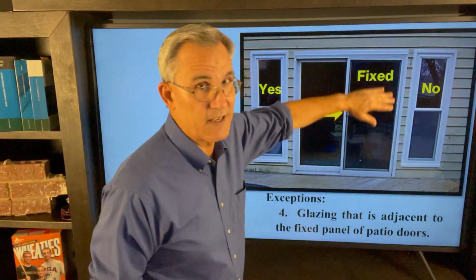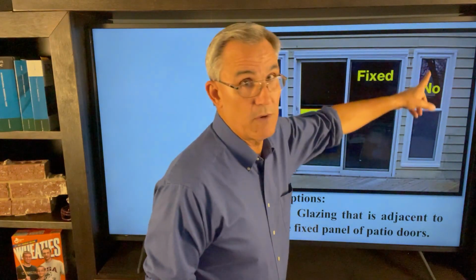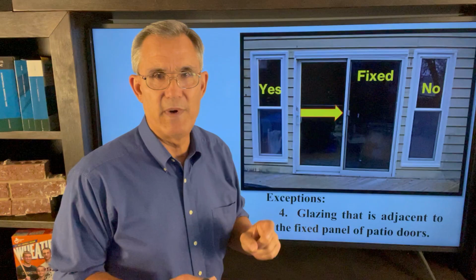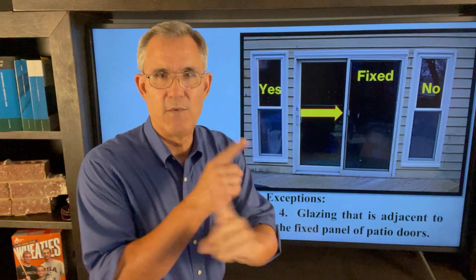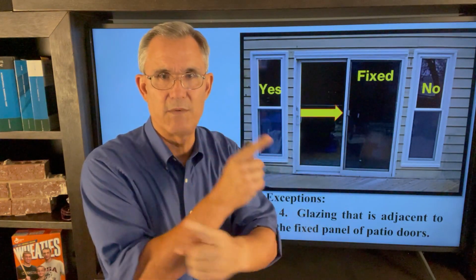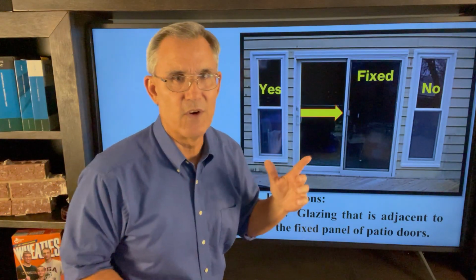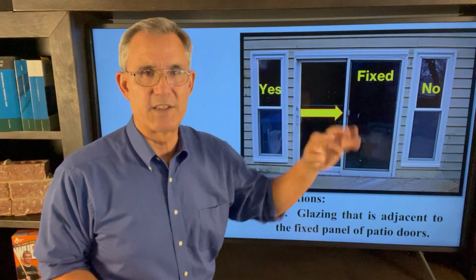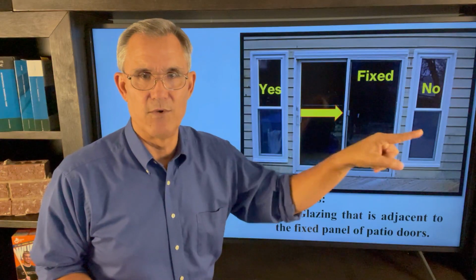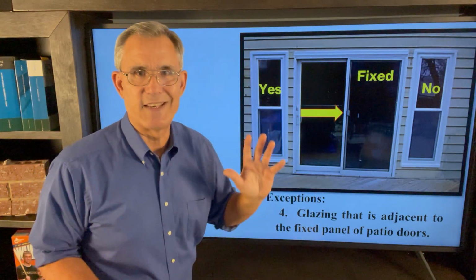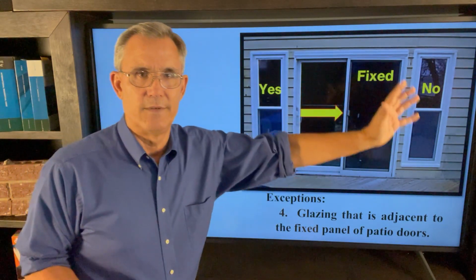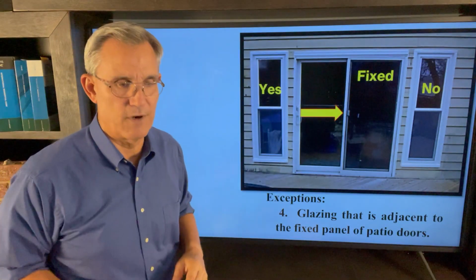But over here, here's our fixed panel. This one over here would be no. That does not have to be safety glass. Now, when you have new windows going in, make sure your guys know which one gets the tempered glass and which one doesn't. I've seen where they mix them up. So obviously, yes, the door and the panel next to it, that's safety glass because that's per the rules we talked about in the other video. But that's just one of the exceptions for safety glass at patio doors.